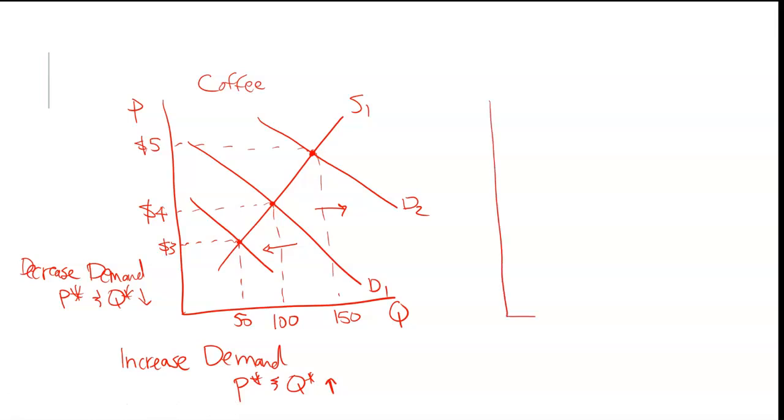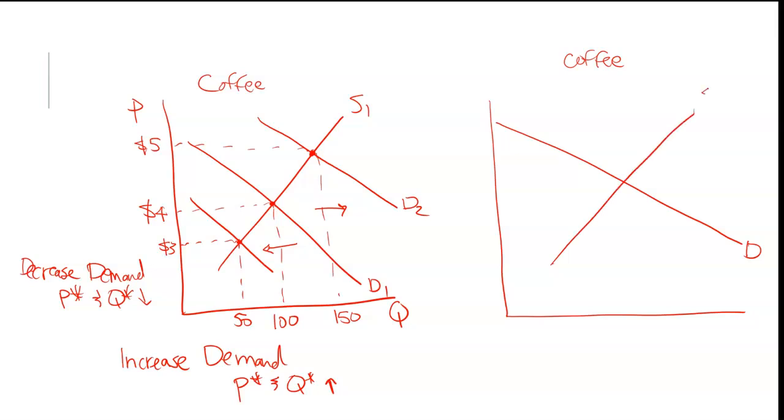We can also have a shift in our supply curve. Say this is also the market for coffee. We're going to say demand is staying the same. Nothing about our buyers' preferences or incomes or related goods is changing. So if the market starts out at $4 for a cup of coffee with an equilibrium quantity of 100.